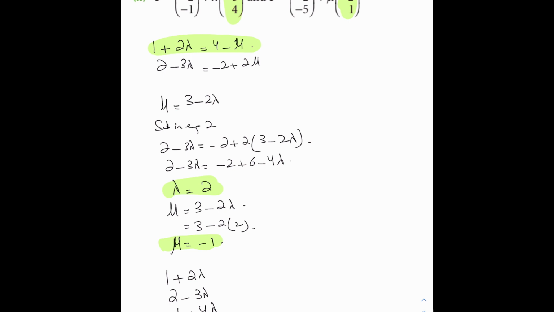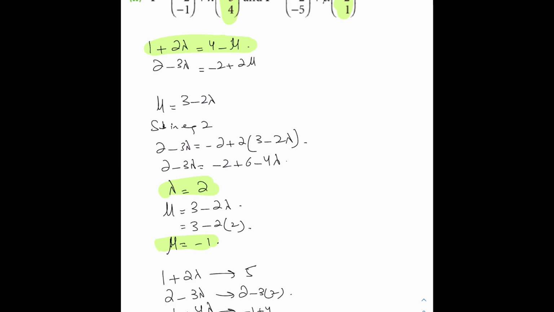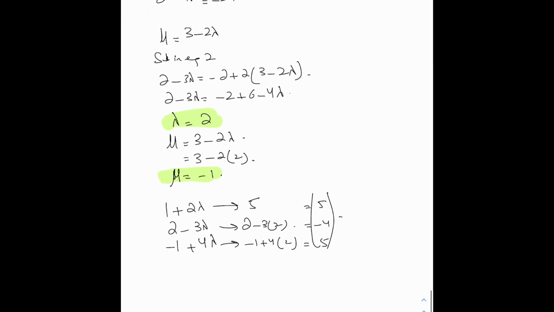Okay, I'm getting 1 plus 2 times 2, lambda is 2, so 5 here. 2 minus 3 times 2 and minus 1 plus 4 times 2. So I'm getting a 5. 2 minus 6 is a minus 4, and minus 1 plus 8 is a 7. I'm getting this point. Okay, let's substitute it in the second equation also.